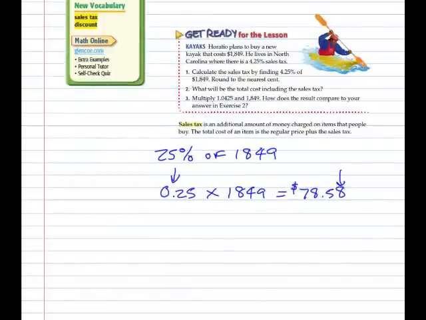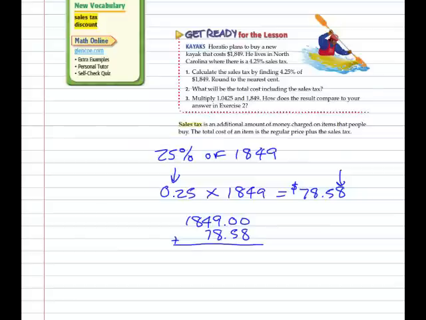What will be the total cost, including the sales tax? So 1849, and we're going to have to put in a decimal point and 2 zeros, so we can add our 78.58. That gives us a total cost of $1,927.58. Total cost of an item is the regular price plus the sales tax.